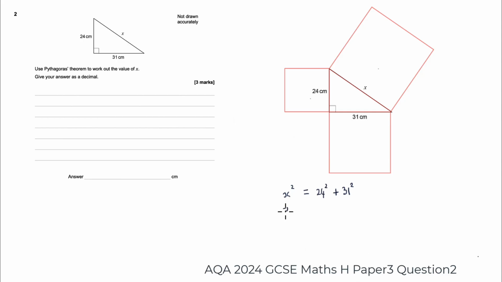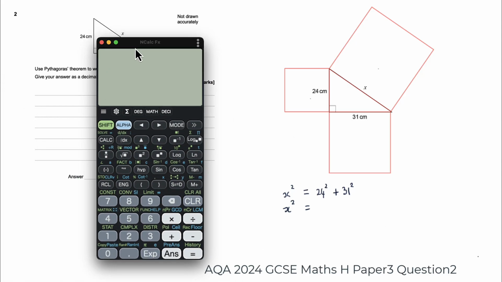So let's get the calculator onto this to find out what 24 squared plus 31 squared is. So we've got 24 squared plus 31 squared, and that gives us 1537.